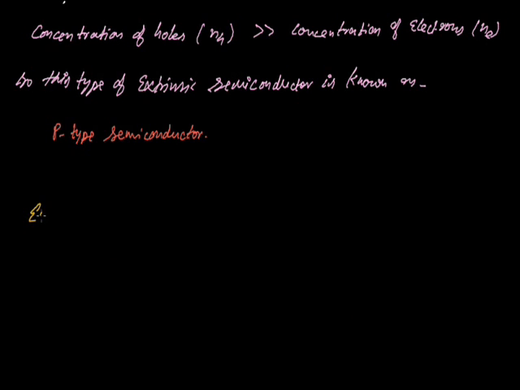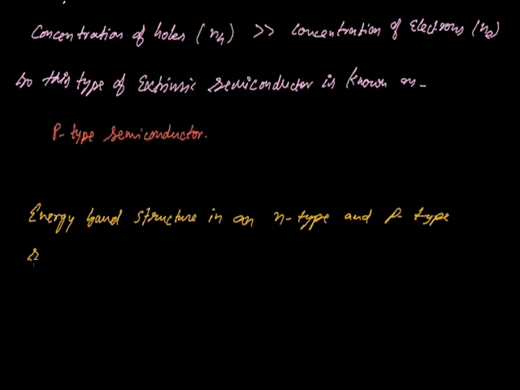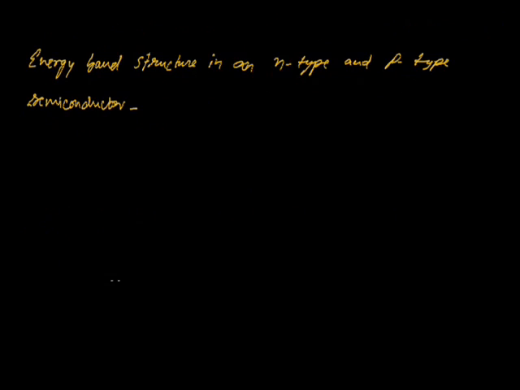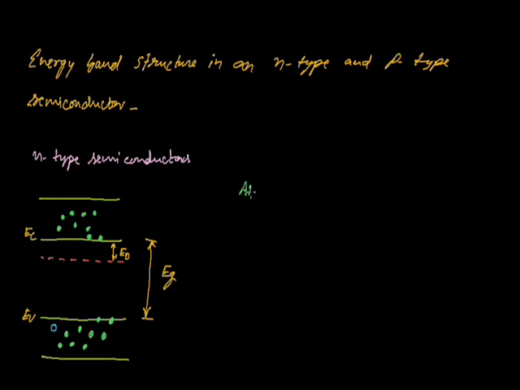Now we will discuss the energy band structure in n-type and p-type semiconducting material. First we take the case of n-type semiconducting materials, at a temperature greater than 0 Kelvin.